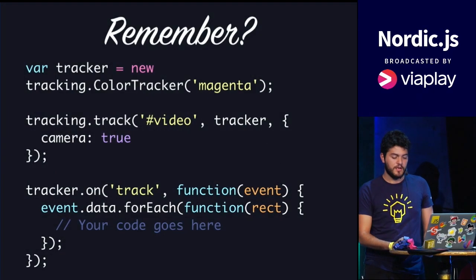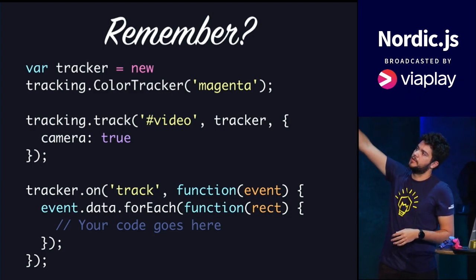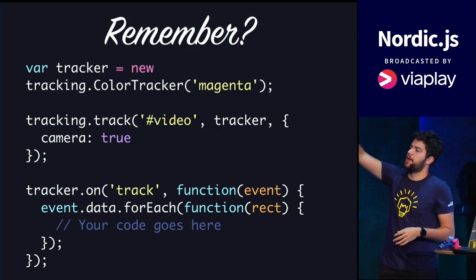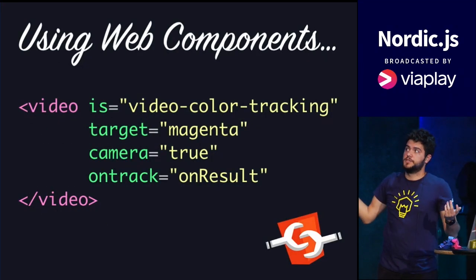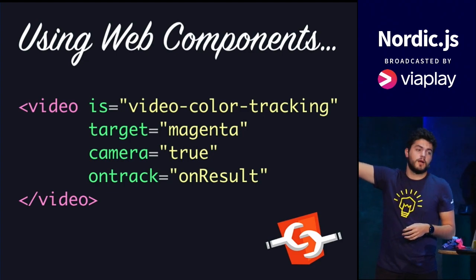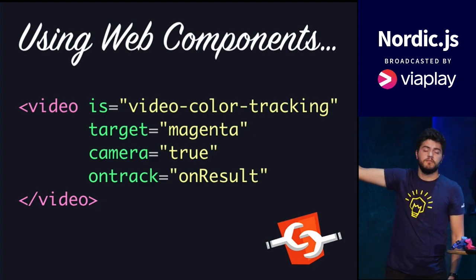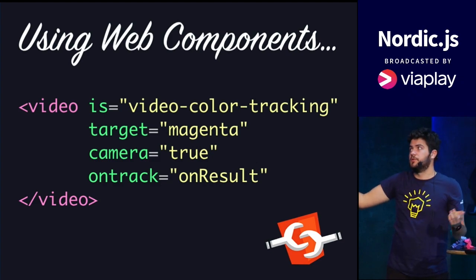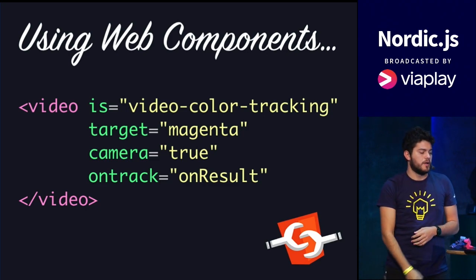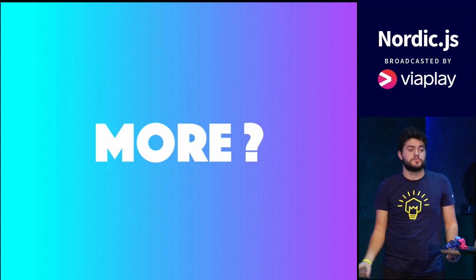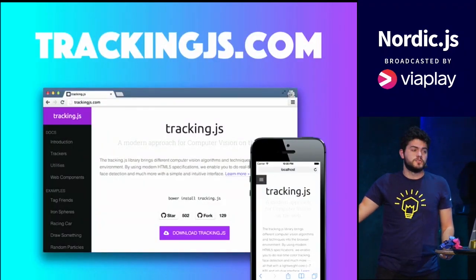It's not the topic of this talk. But remember this thing? You had a constructor, you had some options, the element that you want to track, camera, and then you have a callback. You could do all of this using web components under an HTML API. So you can use a regular video element. You can use the is attribute to define that this is a custom element that I'm extending video. And you can create attributes like target, magenta, camera, true, on track, call some function. And you could create some kinds of things. That's pretty crazy.